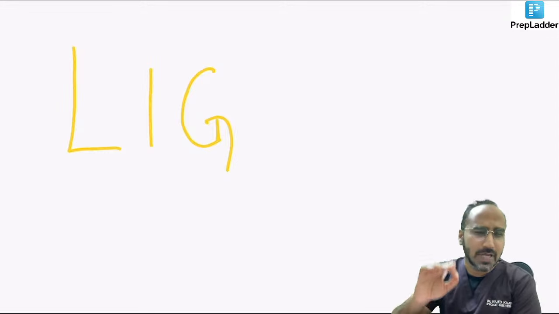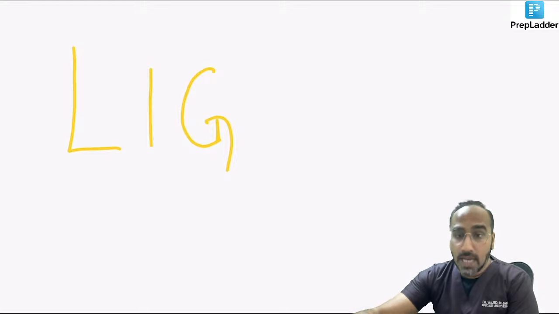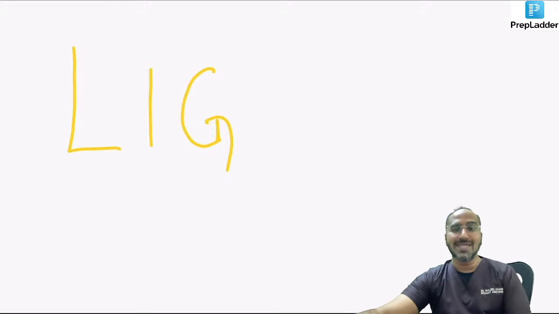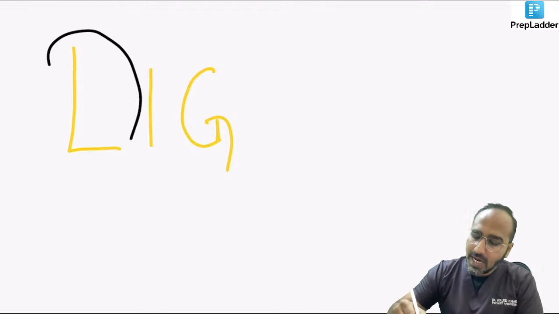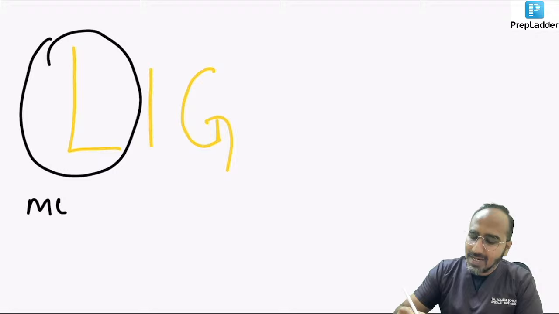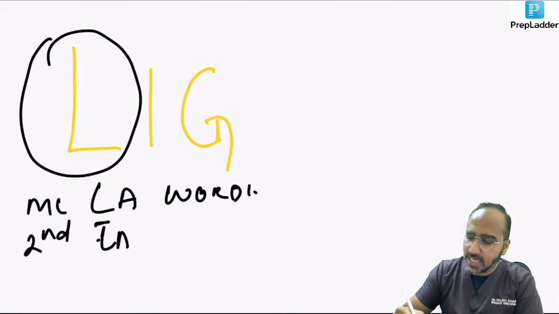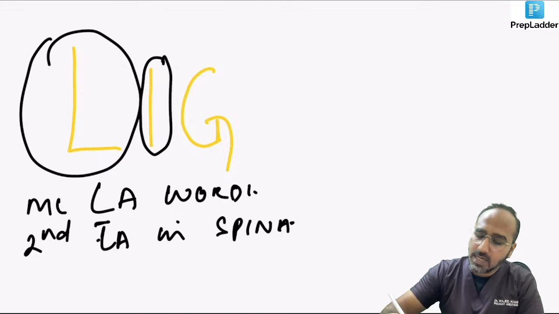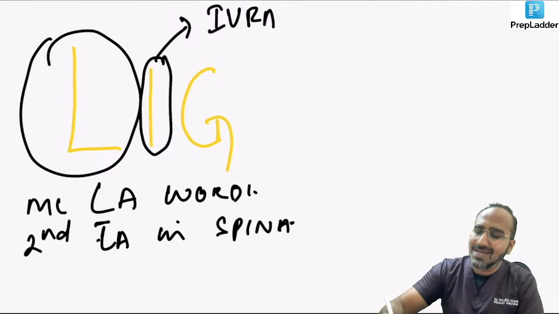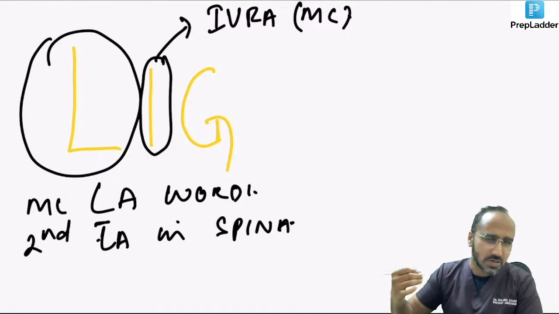Now, regarding lignocaine, guys, two or three things have to be remembered. Lignocaine is the most commonly used local anesthetic. If you want to remember some points of lignocaine, you can remember with the spelling, LIG. L stands for local anesthetic most commonly used worldwide. Also, it is the second most commonly used local anesthetic in spinal anesthesia after bupivacaine. Next, I stands for what? Lignocaine is the most commonly used local anesthetic in IVRA. IVRA is intravenous regional anesthesia, also called Bier's block.